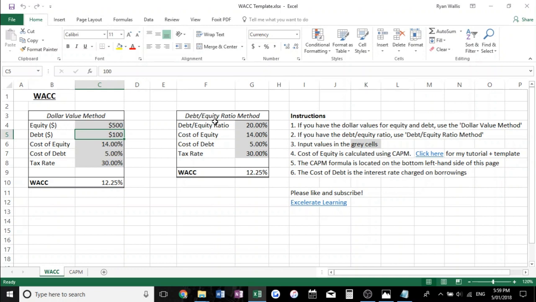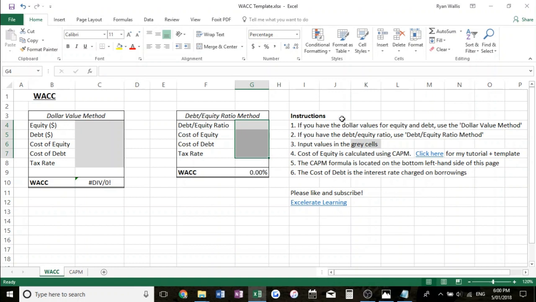If you've got a balance sheet for a company, it should be very easy to find the equity and debt dollar values. Or sometimes if you're looking at a website like Yahoo Finance or Google Finance, you might only be able to find the debt to equity ratio, but that's okay because, as I said, it will yield us the same result. So all we need to do, and as per usual, I've included the instructions in the spreadsheet. We just have to input these values in the grey cells.